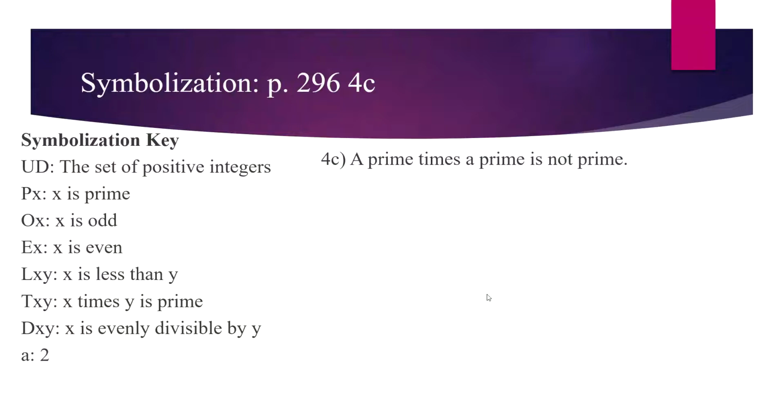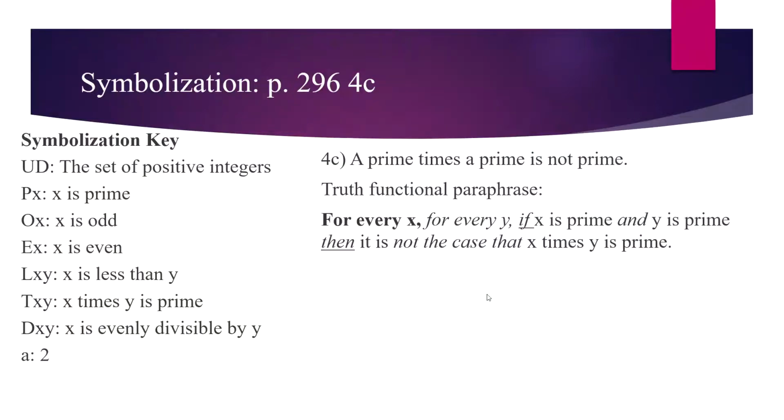And we're going to need two, because what we're saying is any prime times any other prime is not going to be a prime. So the truth functional paraphrase looks like this. For every x, for every y, if x is prime and y is prime, then it is not the case that x times y is prime. Hopefully this makes sense. Because we need to capture a prime times a prime, right? Any prime, if we have any prime times any other prime, then when we multiply them together, it's not going to be the case that that result is prime.